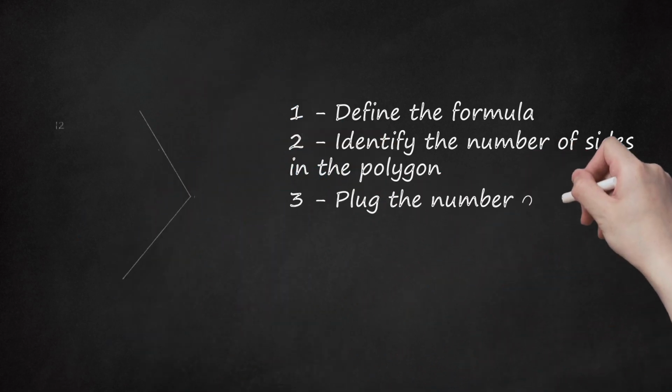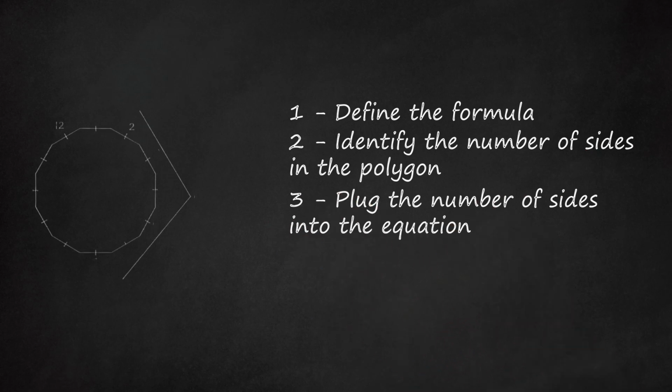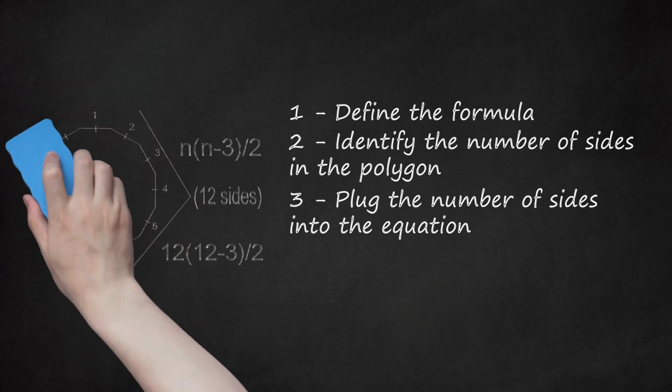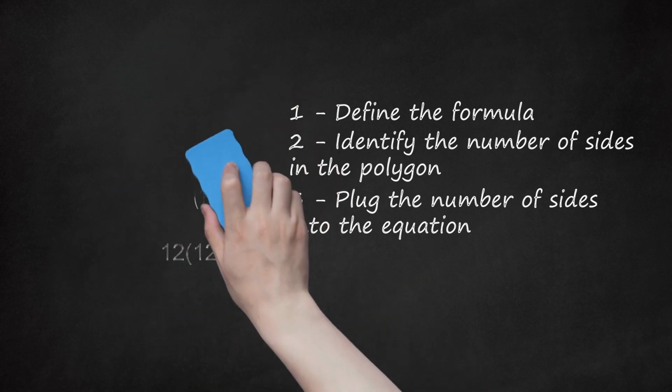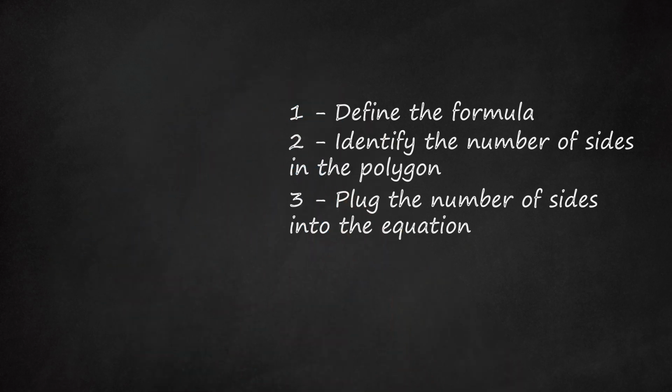3. Plug the number of sides into the equation. Once you know how many sides the polygon has, you just need to plug that number into the equation and solve. Everywhere you see n in the equation will be replaced with the number of sides of the polygon. For example, a dodecagon has 12 sides. Write the equation, n(n-3)/2. Plug in the variable, 12(12-3)/2.